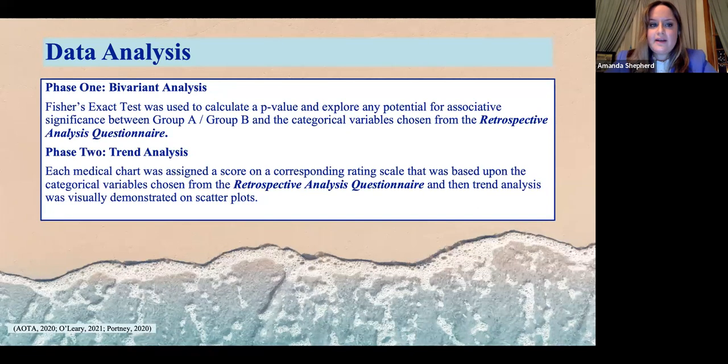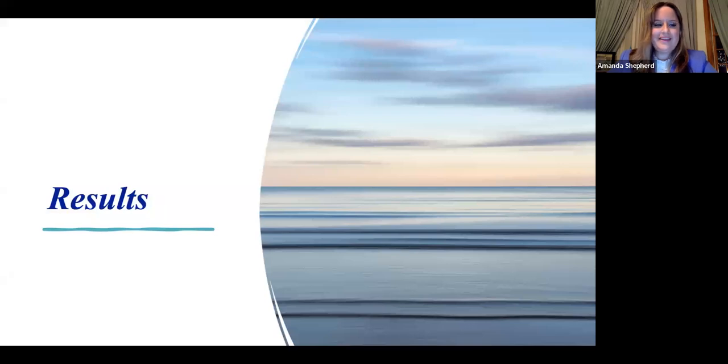So data analysis itself, I conducted in 2 phases. Phase 1 was bivariate analysis, where I applied the Fisher's exact test to calculate a p-value and explore any potential for associative significance between Group A and Group B and any of those categorical variables I had just discussed from the retrospective analysis questionnaire. Phase 2 was trend analysis, where I took each of the medical charts and assigned a score on a corresponding rating scale that was based upon the categorical variables from that same questionnaire. And then I plotted them on a scatter plot, and you will see all of that shortly. So let's get into the results.